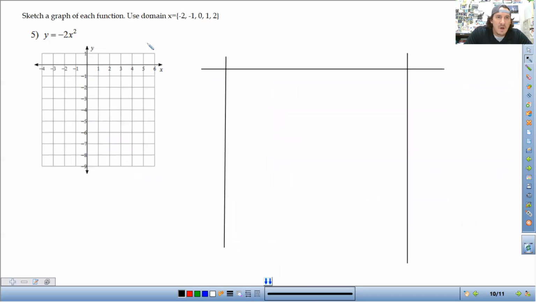All right. So the only thing different is we have a negative there. So you just have to be careful with the negative. So x, y, our function is y is equal to -2 times x squared. So -2, -1, 0, 1, 2.